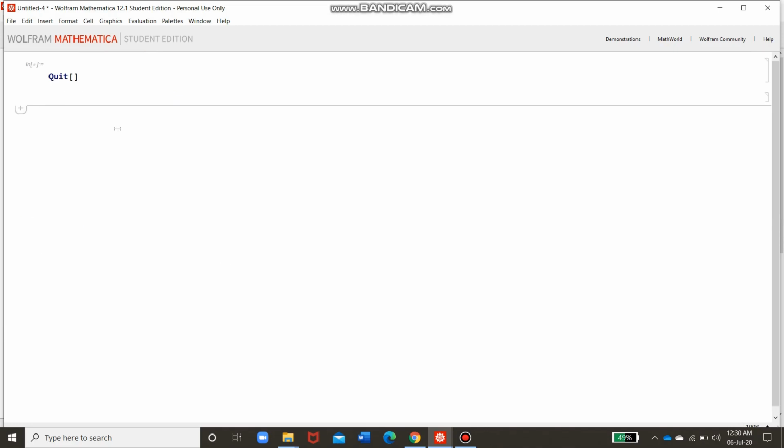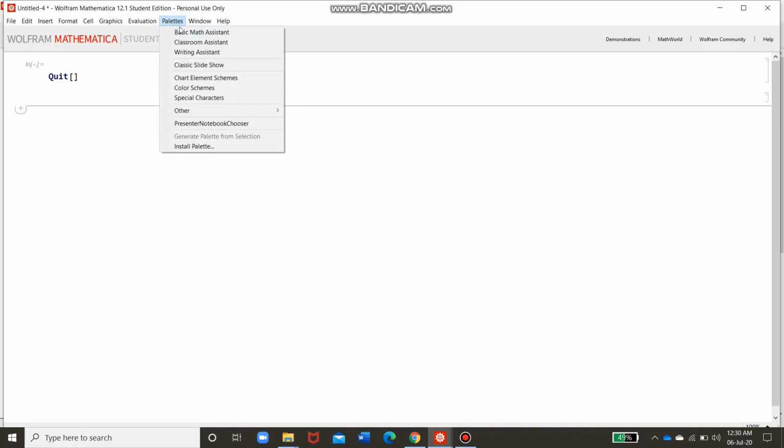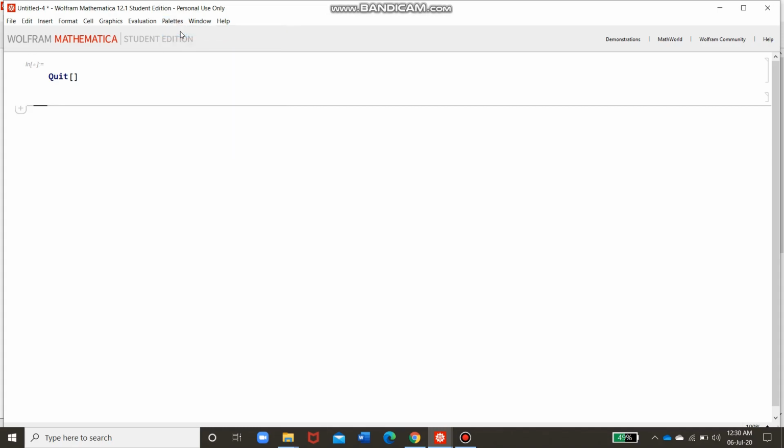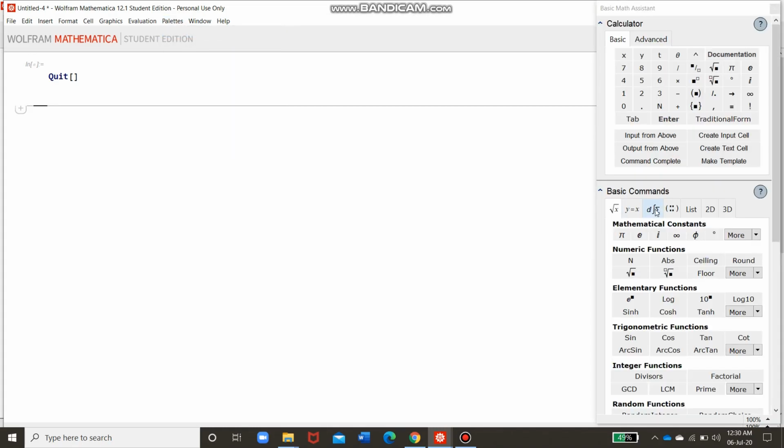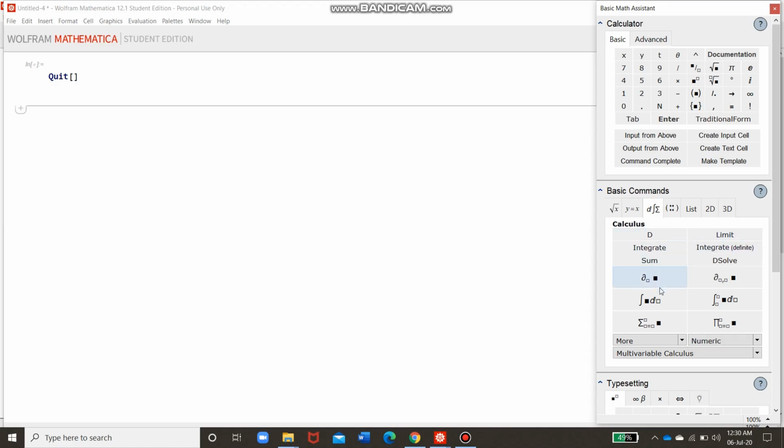For solving a first order or second order differential equation, we have to use a function called dsolve. To get an idea about that, we'll go to the palettes, go to the basic math assistant, and go to the calculus commands. I think we are familiar with the commands in this tab, and this is what I'm talking about: dsolve. You have LHS equal to RHS, then you have the function and the variable. So let's try this out.